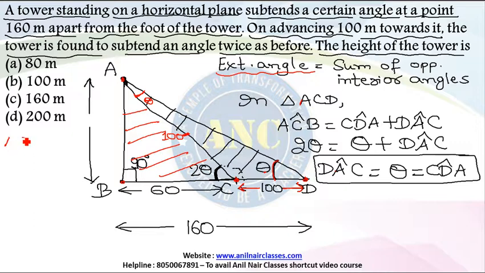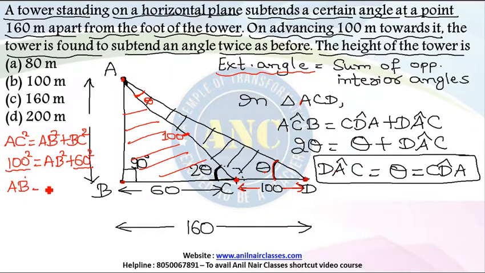Pythagoras theorem says AC square is equal to AB square plus BC square. So AC square is 100 square. AB square I don't know, I will keep it as it is. BC square is 60 square. 100 square is 10,000. 60 square is 3,600. If I subtract, AB square will be 10,000 minus 3,600, which is 6,400. So AB will be the square root of 6,400, which is 80 meters.